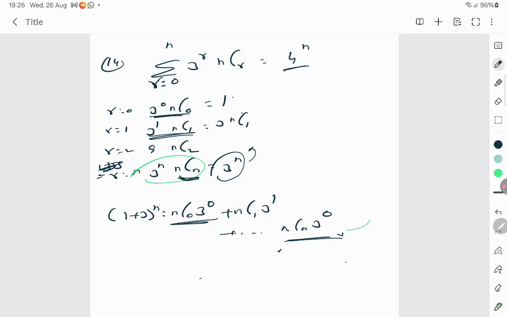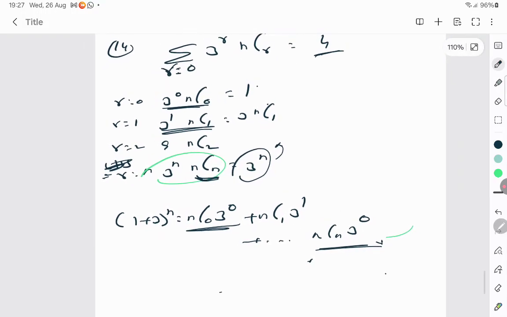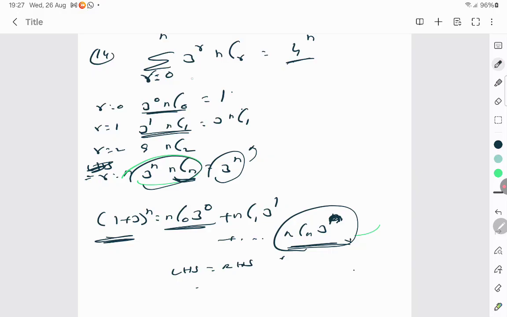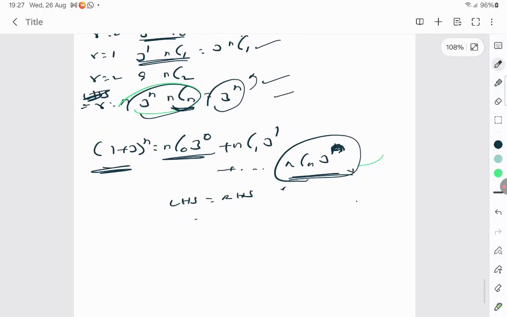nCn, 3 to the power n. Last term. Can you see this is the same as this? So it's coming in the same order if you write it as 1 plus 3 the whole to the power n. So you can write LHS is equal to RHS. On the left hand side you're putting 1, 2, 3 and writing it like this, and then expanding 4 to the power n as 1 plus 3 whole to the power n, and you see that they are exactly the same. You don't have to solve it, just show it and leave it like that.